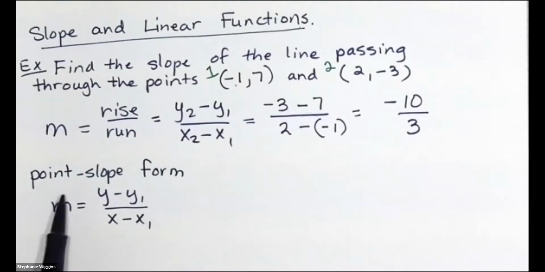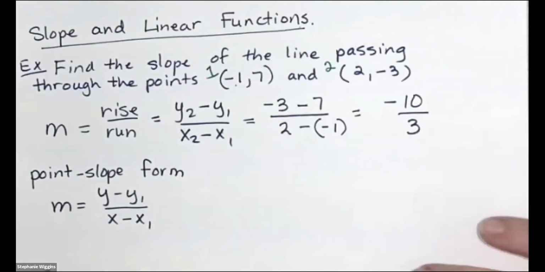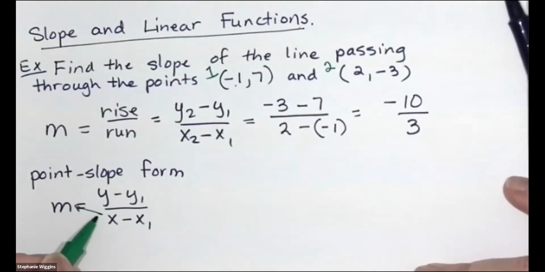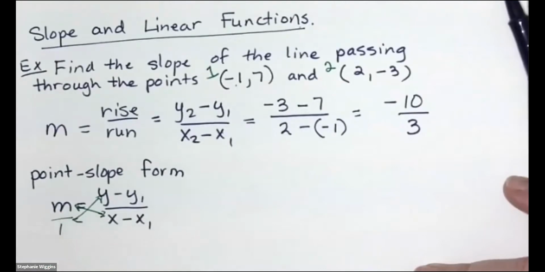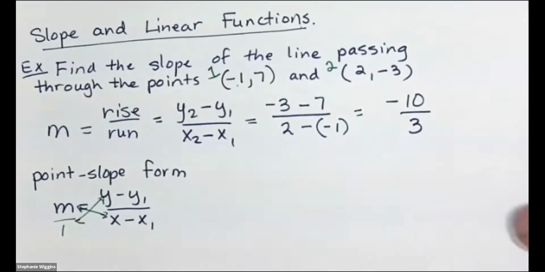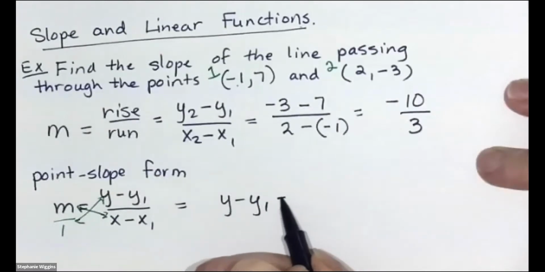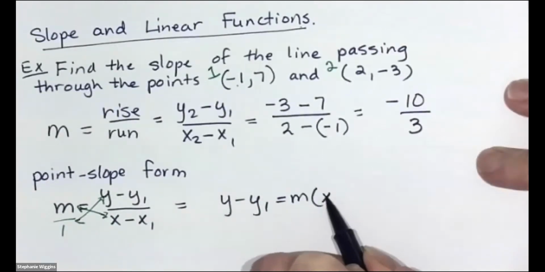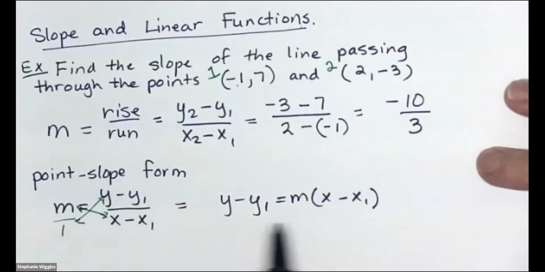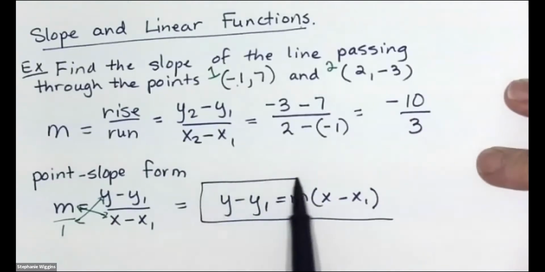So to put this in a more palatable form, I'm going to cross multiply. If you'll remember how to do that, you take the denominator times the numerator on opposite sides. And here, that's understood to be 1. And what you get when you cross multiply is y minus y1 equals m times x minus x1. And this is your point slope form.